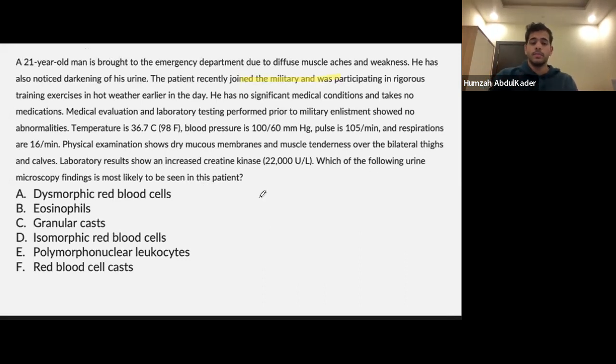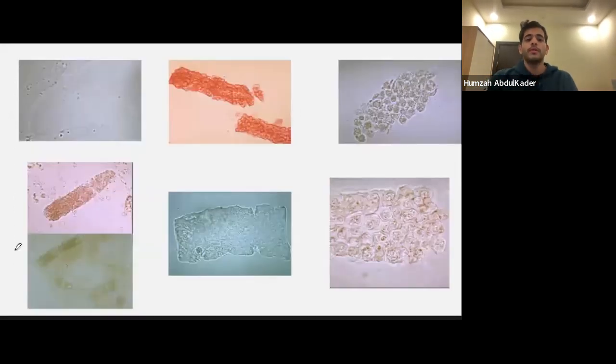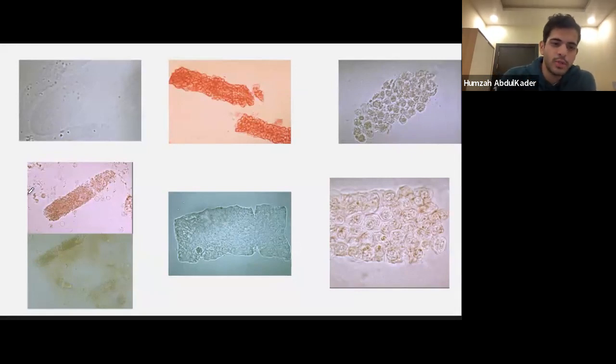Correct. The answer is C. Now, which one of these is the answer? Which one of these is the granular cast? Bottom left, correct. So there he put two pictures. Both of these are granular according to Orban's slides. So these are all the different casts that are in your lecture. Know all of them and know what they all entail, right?